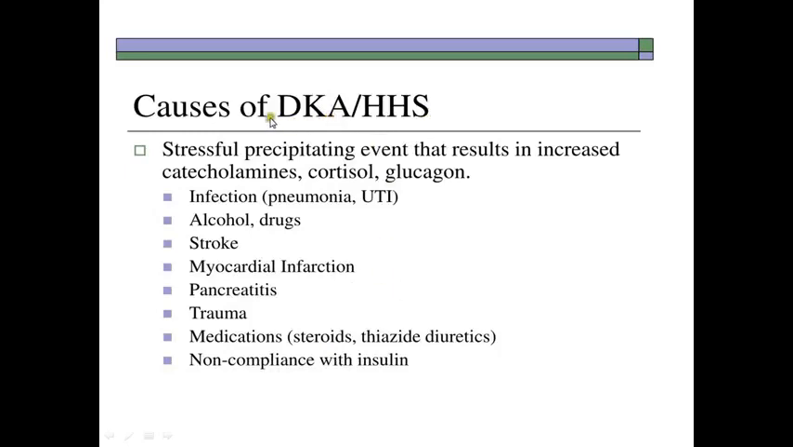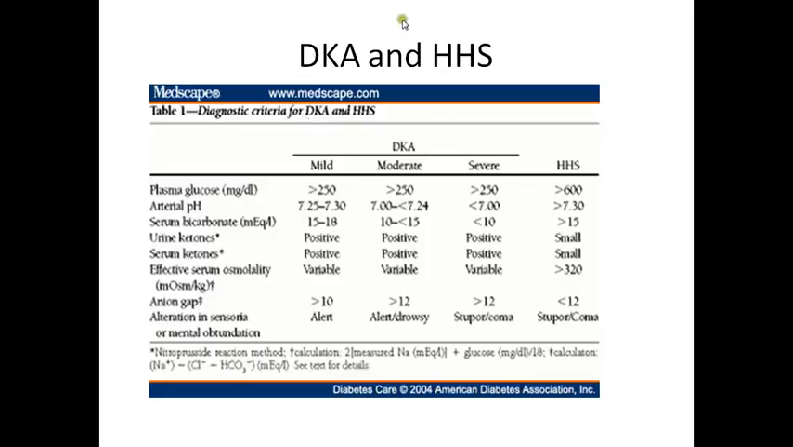DKA is more commonly seen in type 1 diabetics. HHS is commonly seen in type 2 diabetics. But type 2 diabetics at the end stage, when they are requiring insulin, don't usually present with HHS. They start presenting with DKA. So it's not a rule of thumb that if there is DKA, the patient is type 1 diabetic. It can be that the patient has a burnt-out pancreas, completely finished, and now has no insulin, so he is presenting with DKA.